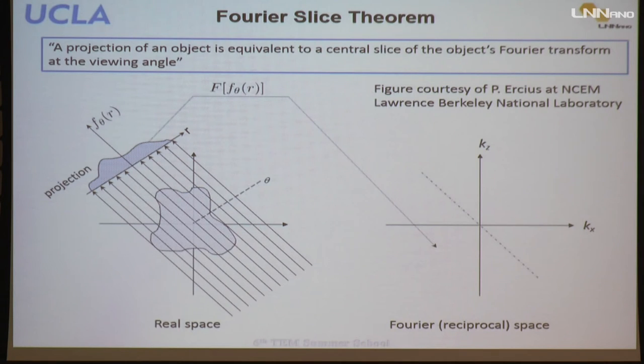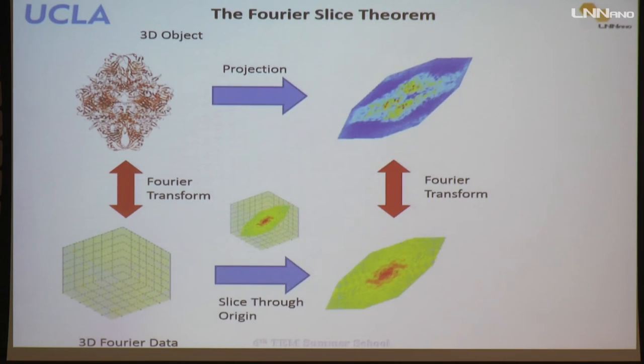And this is just a 2D example. In 3D, same thing. For a 3D object, when you project along this direction, you get a projection. When you Fourier transform this object, you get this complex Fourier space object. And when you slice through the origin at the same projection angle, you get one slice. This is called the Fourier slice. And when you inverse Fourier transform this Fourier slice, you get the real space projection.